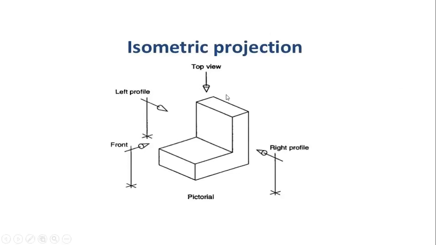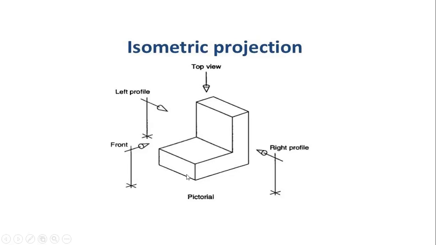The other name for isometric projection is pictorial projection. All 3D representations of a physical object can be referred to as pictorial projection.